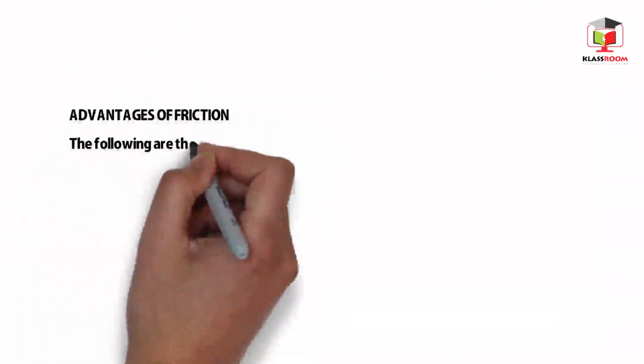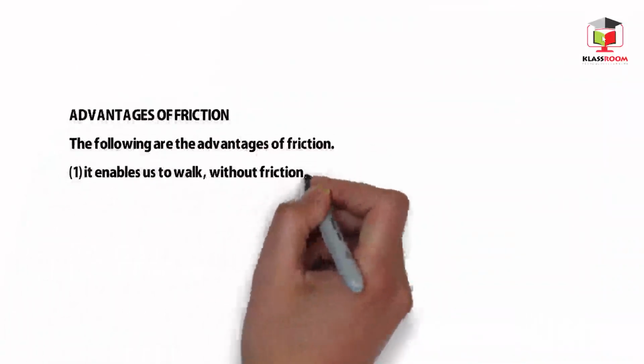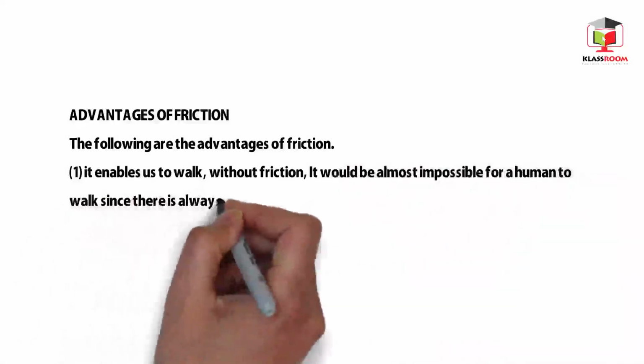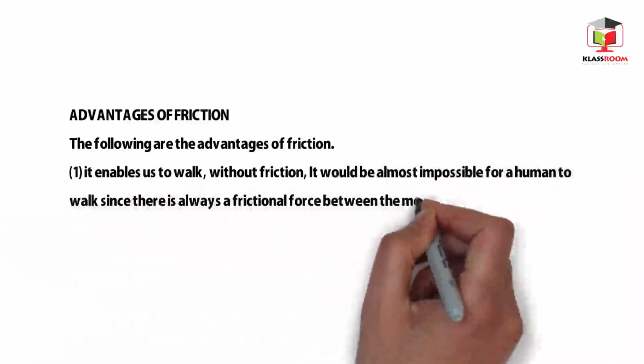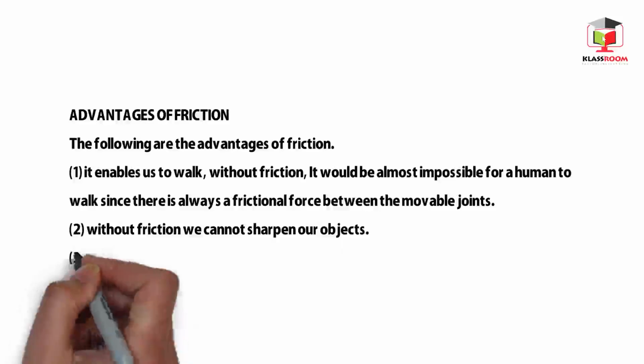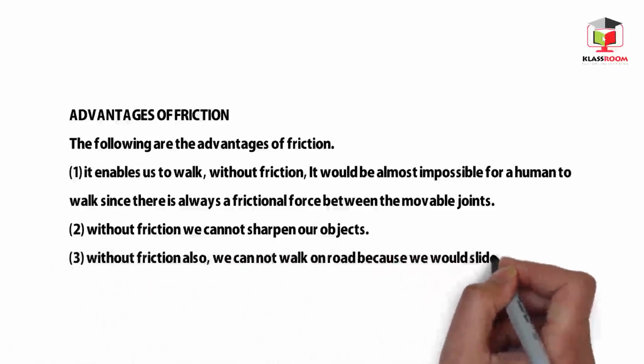The following are the advantages of friction. 1, it enables us to walk. Without friction, it will be almost impossible for a human to walk, since there's always a frictional force between the movable joints. Without friction, we cannot sharpen our objects. Without friction also, we cannot walk on road because we will slide and fall.